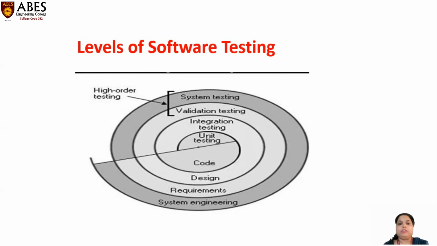And the third one is validation testing, which is related to requirement engineering, or we can also say it checks whether all the customer requirements are fulfilled or not. And the final one is system testing, that tests whether the system is prepared to be delivered to the customer or not. Here we also see that system testing and validation testing are high order testing, and unit testing and integration testing are low order testing.